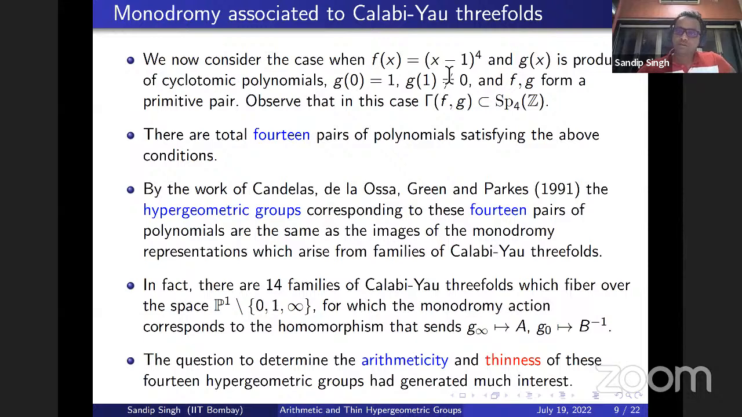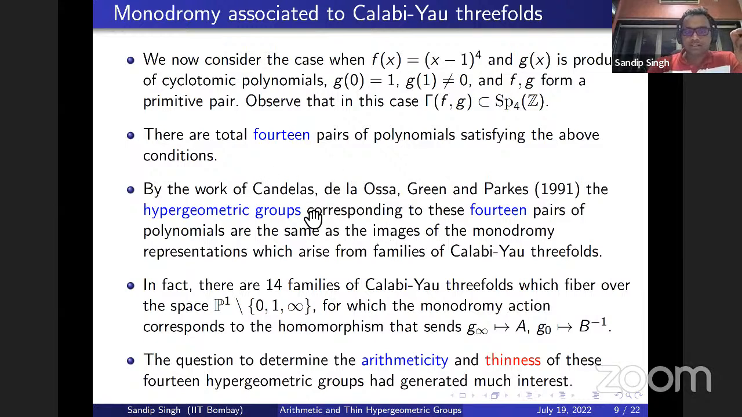Okay? So all such g, if you write, there are only 14 pairs actually that correspond to those 14 families of Calabi-Yau threefold that are hypergeometric. And then now we know what the monodromy groups are of those 14 families of Calabi-Yau threefolds that fiber over this P1 minus 3 points. So then the next question is, which of them are arithmetic and which of them are thin. Right?